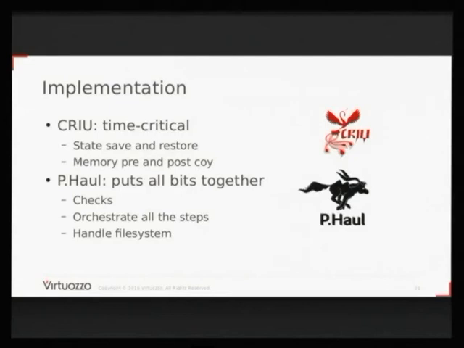One feature that we have also put into P.Haul is handling the file system. If you have a shared file system between source and destination, that's simple. You do not have to do anything special about this. But if the file system is not shared, the file system should also be copied between nodes. It will make live migration longer, but yet again, there are ways to make this while the processes are frozen, thus still reducing the freeze time.